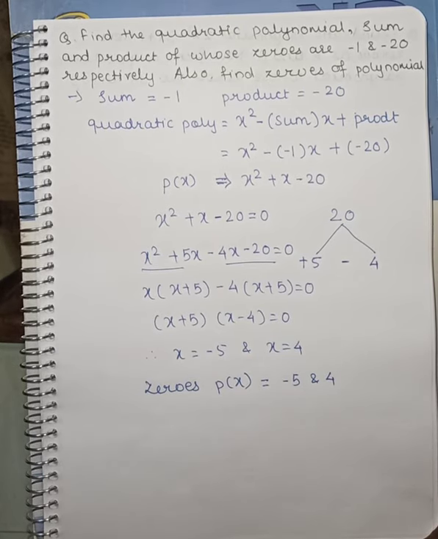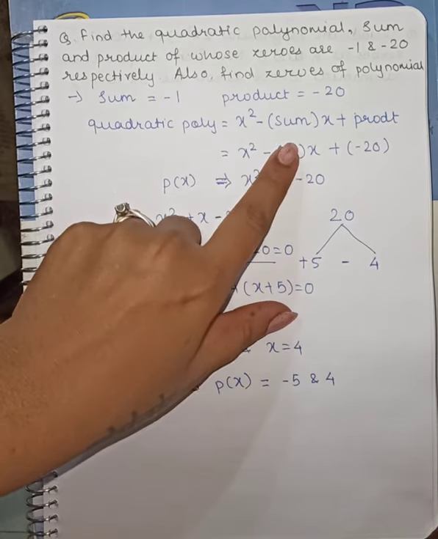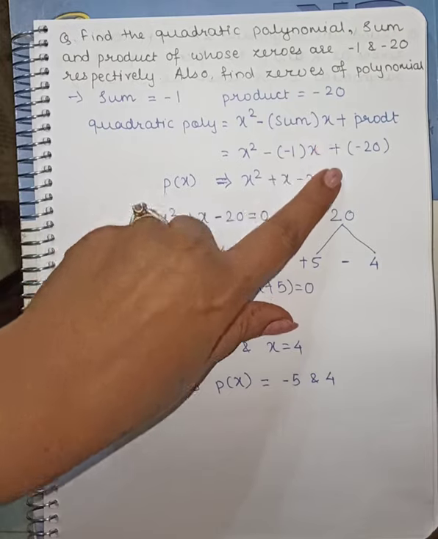So this is the third type in which the relationship between the sum or directly between the zeros would be provided, and you have to frame the quadratic polynomial by making use of the formula, that is quadratic polynomial is equal to x square minus sum of the zeros into x plus product of the zeros.